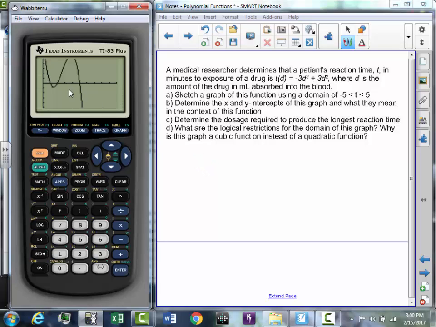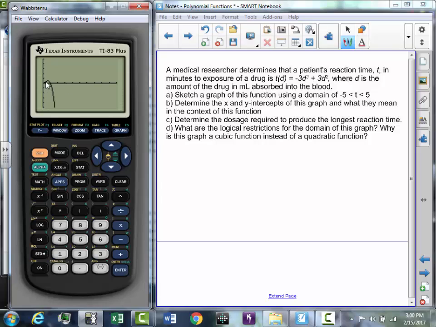To find the y-intercept, oh, hang on, I'm still using the old graph. That's dumb. How about I type in the new graph? -3x cubed plus 3x squared. There, okay. Did you guys get that one now? Yeah. Alright.